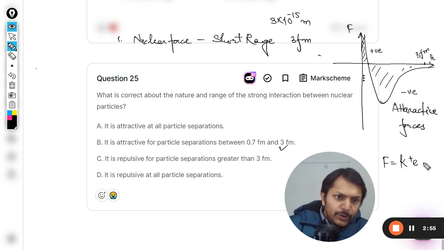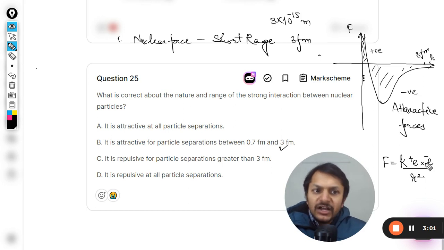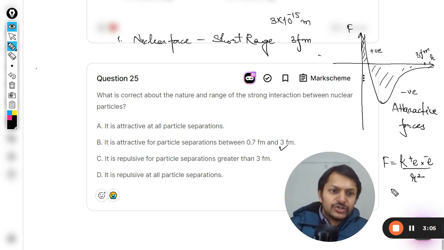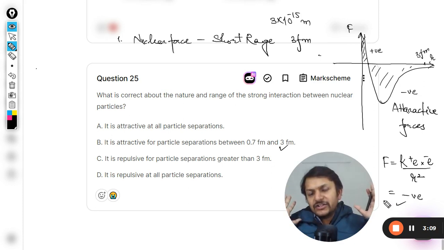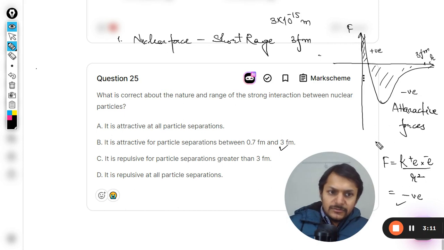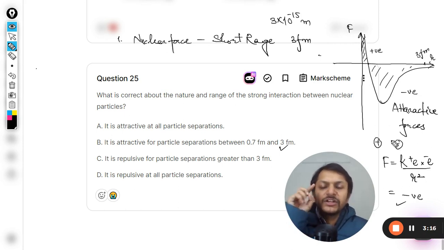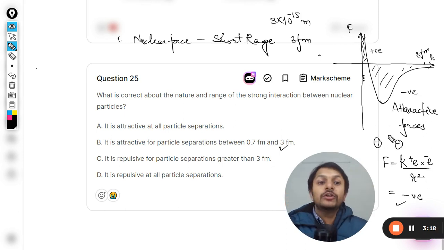e plus, the positron, multiplied by e minus, divided by r square. Clearly, this one has the negative charge and this one has positive. So the product of that will give you a negative force. So overall, it is negative, and they would be attracting each other. So I've just proved to you that a positive charge and a negative charge attract each other, because from the formula also, the force comes out to be negative.